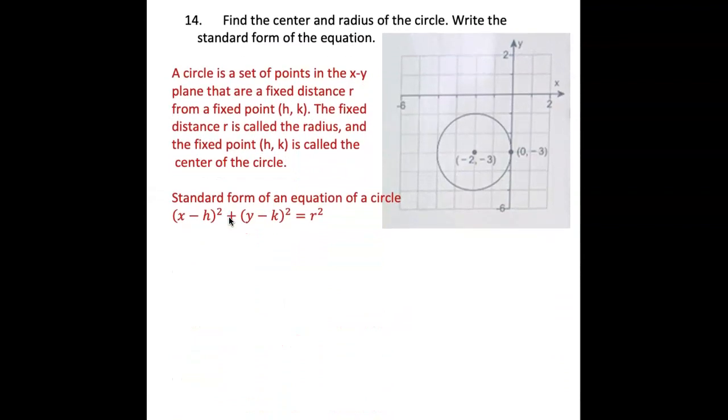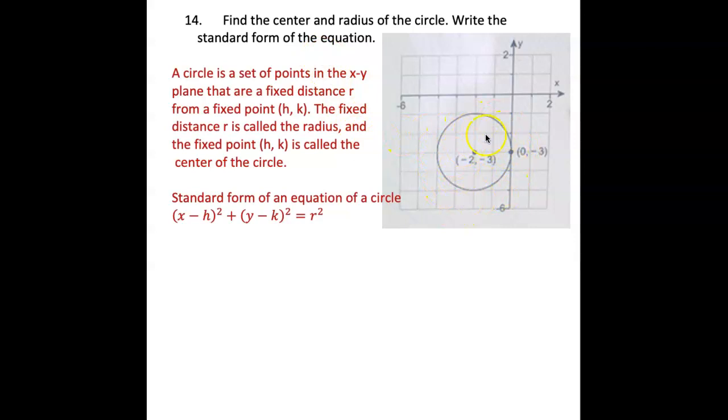Now, I apologize for my really not so good graph over here. So the question says, find the center and the radius of the circle. Write the standard form of the equation. So you are given a circle.